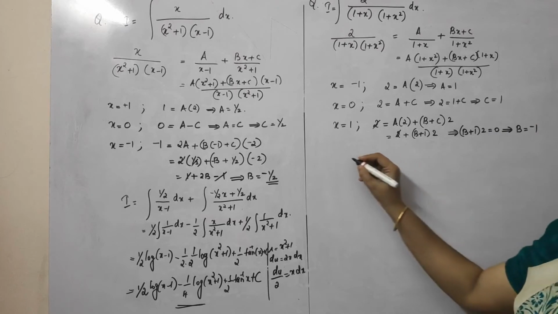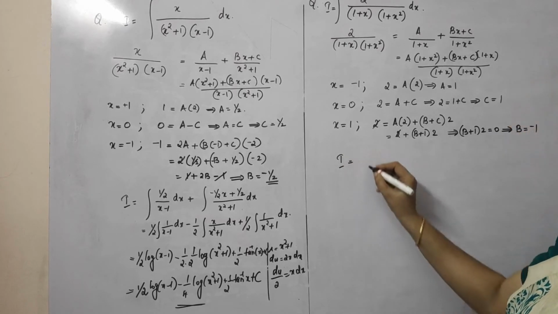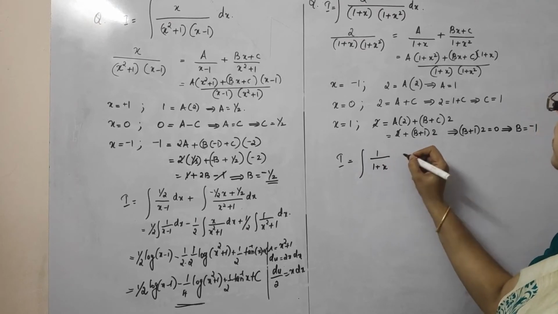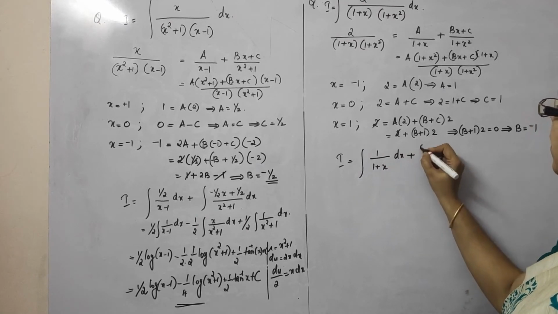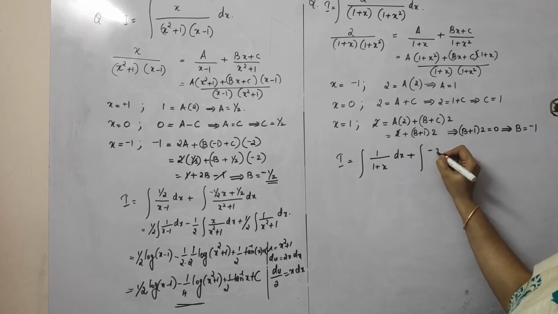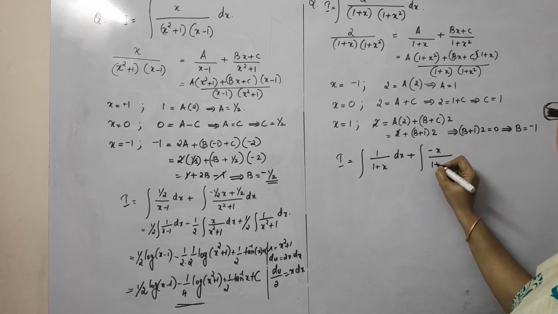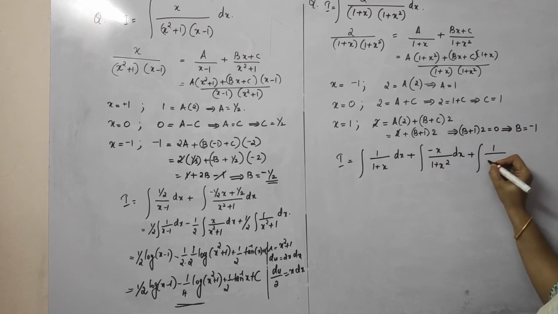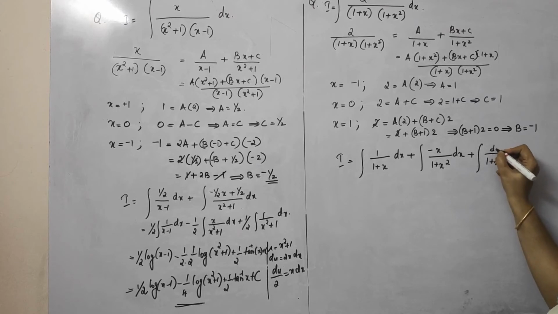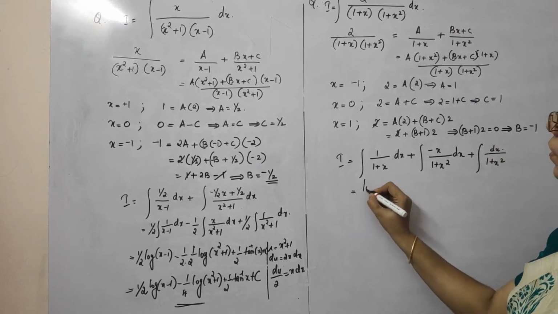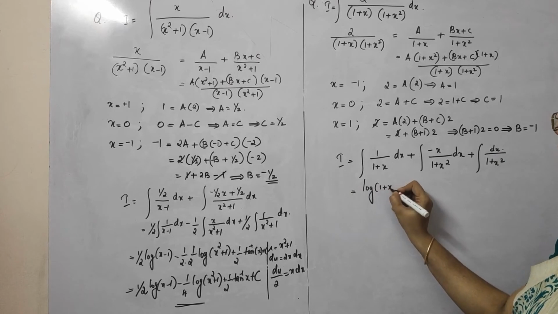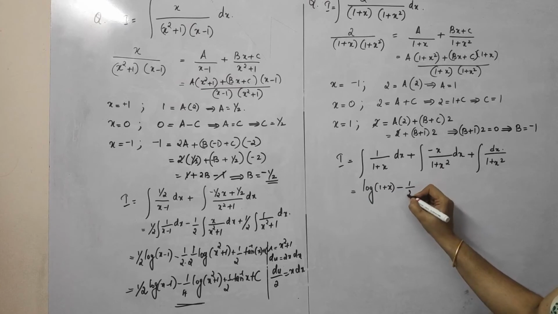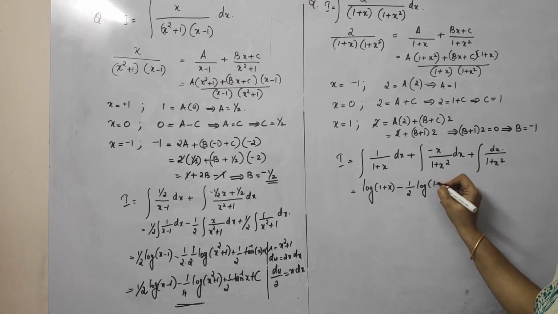Now I am going to substitute it back in I. So I is equal to integral of, what is the value of a? 1. 1 by 1 plus x into dx. I am just separating it. Integral of b is minus of x by 1 plus x square into dx, plus what is c? 1. 1 by 1 plus x square into dx. So now this is equal to log of 1 plus x minus, can you say what you will get here? That is minus of 1 by 2 log of 1 plus x square.